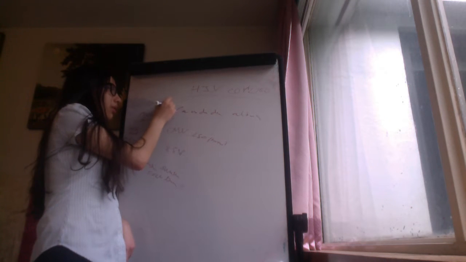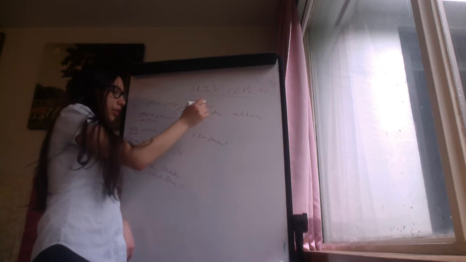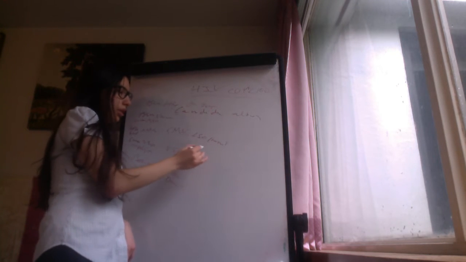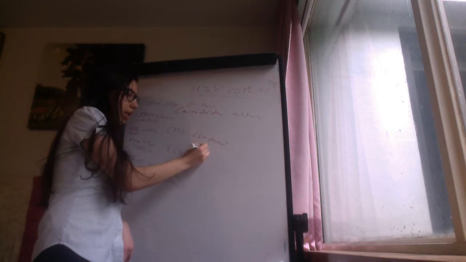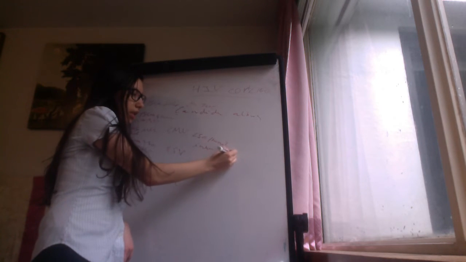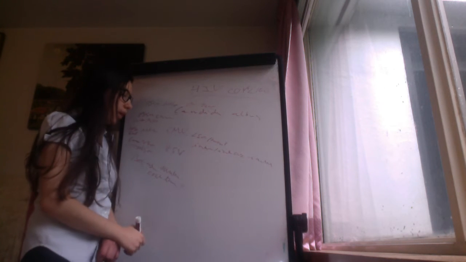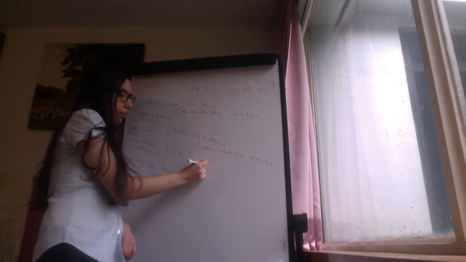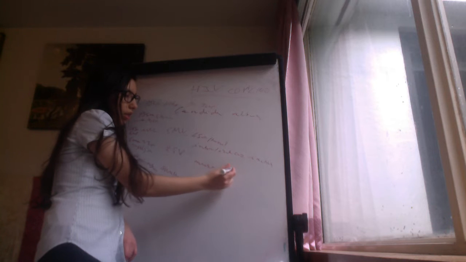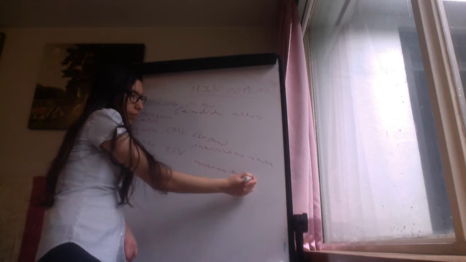In microscopy, Candida albicans we will see as pseudohyphae and dividing yeast. Cytomegalovirus we will see as intranuclear and intracytoplasmic inclusions in the epithelial cells. And herpes simplex virus we will see as multinucleated giant cells, for example the Tzanck smear.